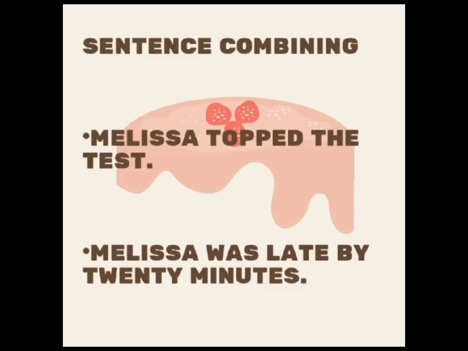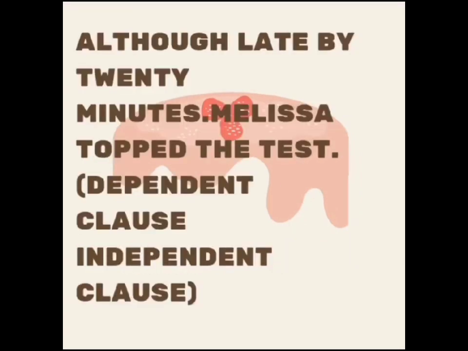The combined sentence would be: although Melissa was late by 20 minutes, she topped the test. In this combined sentence, although Melissa was late by 20 minutes is the dependent clause because it cannot stand alone as a complete sentence. It relies on the independent clause, she topped the test, to form a complete thought. The subordinating conjunction although is used to show the contrast between Melissa being late and still performing well on the test.